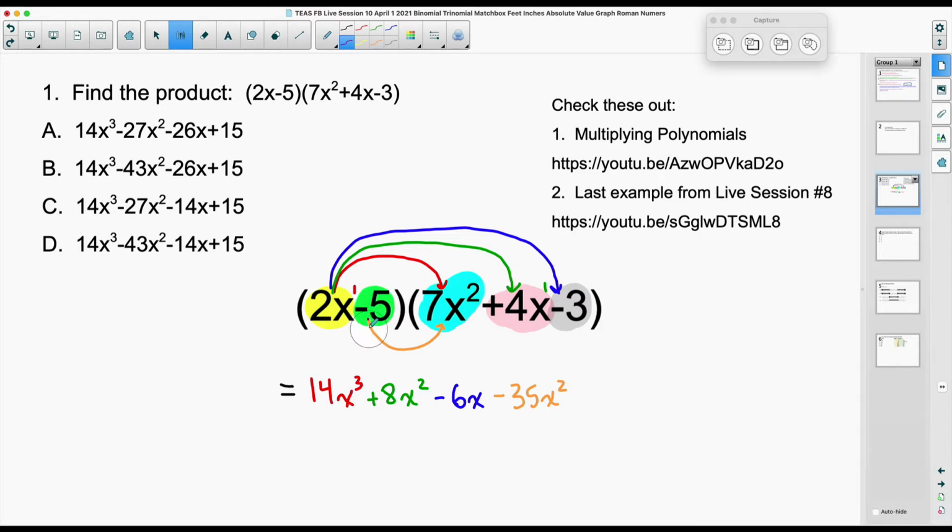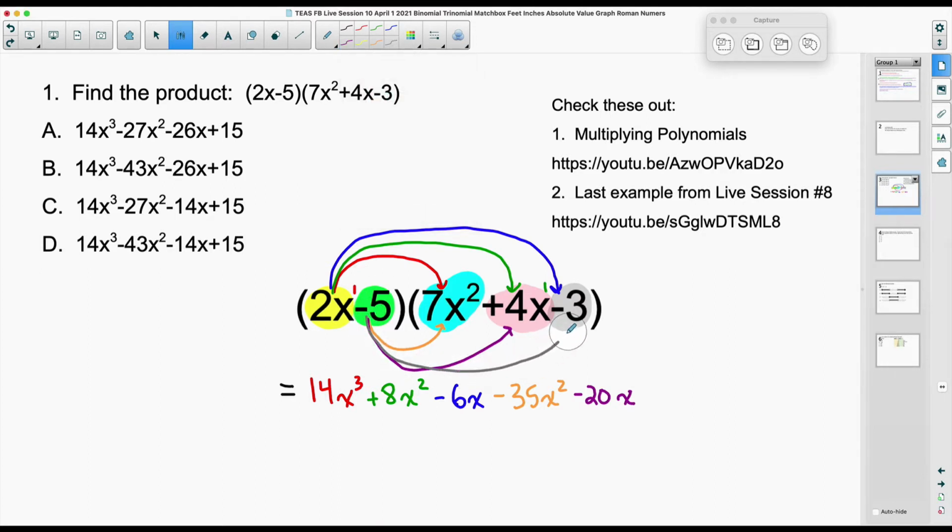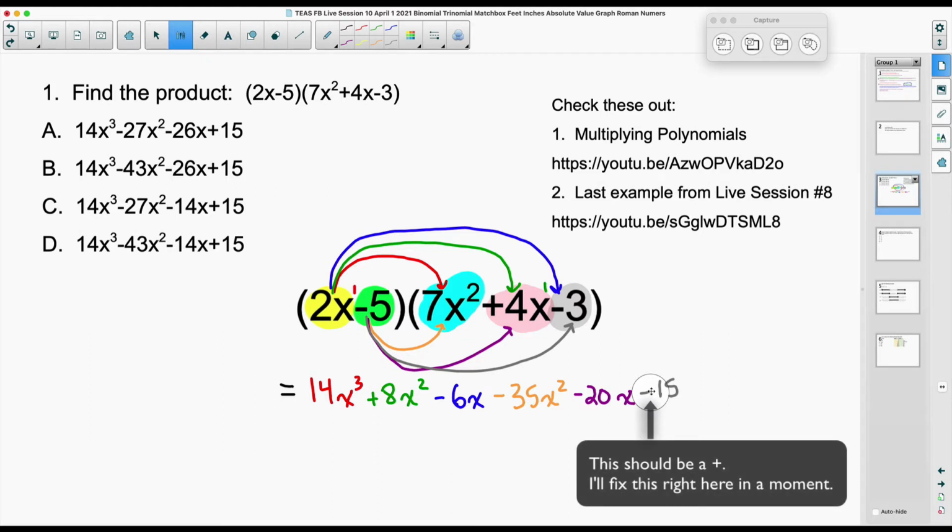So this -5 times this positive 4. -5 times a positive 4 is a -20. Don't forget your x because the 4 had one with it. And then last but not least, one more time, we have to distribute this -5 times this -3. A negative times a negative is a positive, and we get 15. So I know this looks crazy. That's why I've included so many examples in my workbook, because it's repetition. Once you do this, you can just go through it a lot faster.